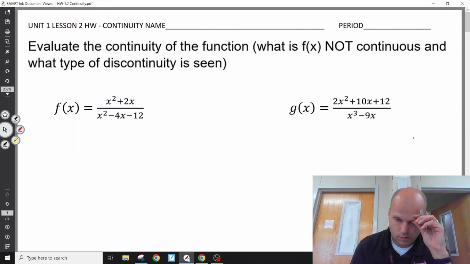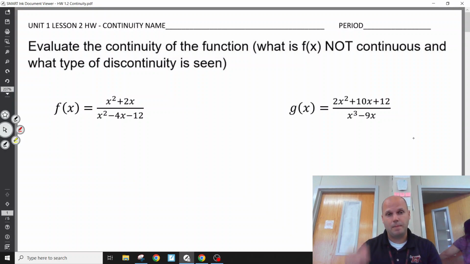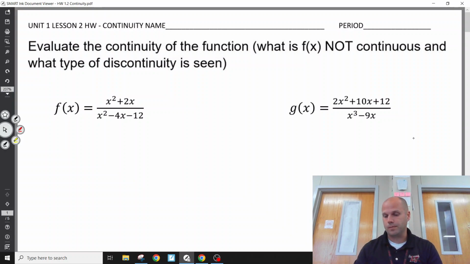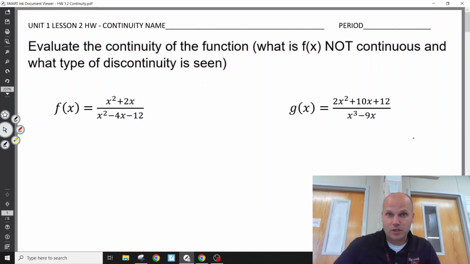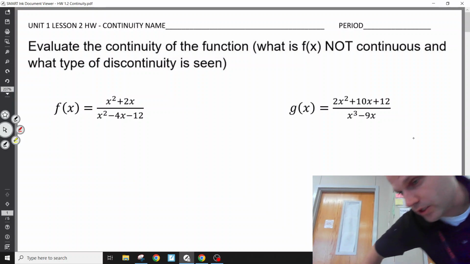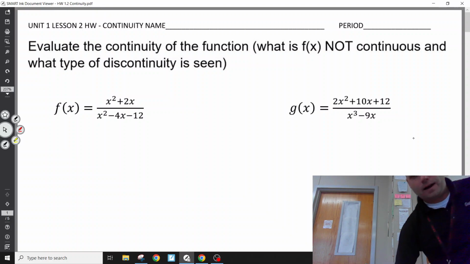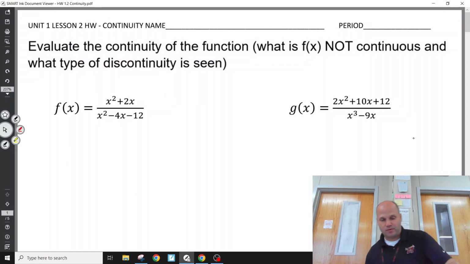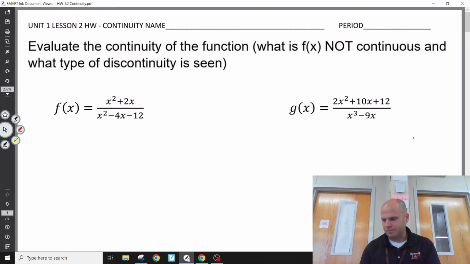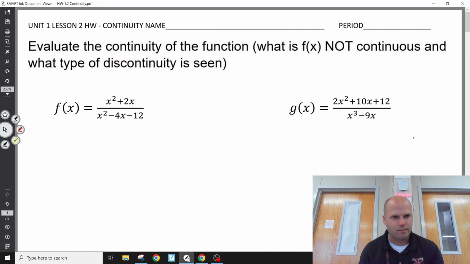Yo, calculus students. I made some mistakes on this homework. I'm going to make sure you have the right questions before you get started. Now, some of the questions are bad. Some of the copies, like when I made a PDF version, didn't come out.